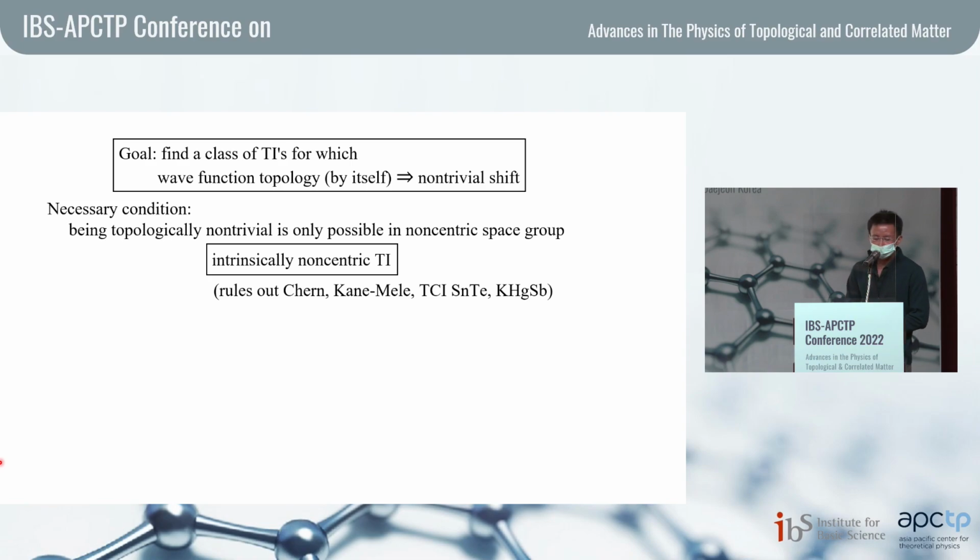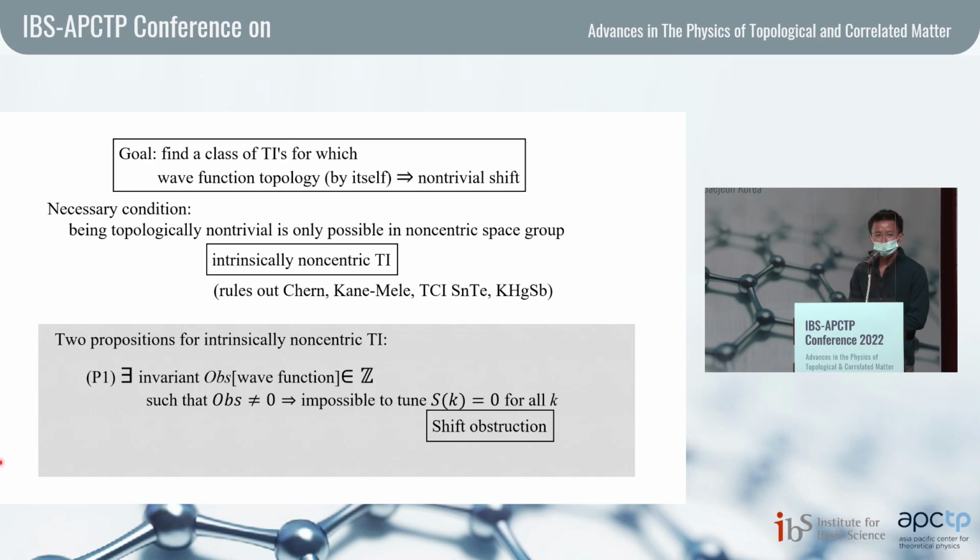But by the way, this rules out all the maybe more well-known topological insulators that exist in the laboratories: the Chern insulators, the Kane-Mele, the various types of topological crystalline insulators.